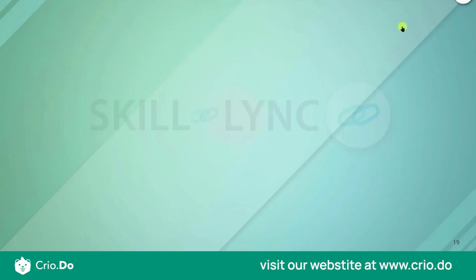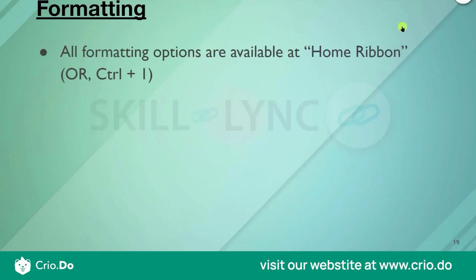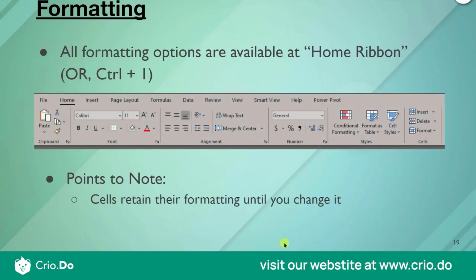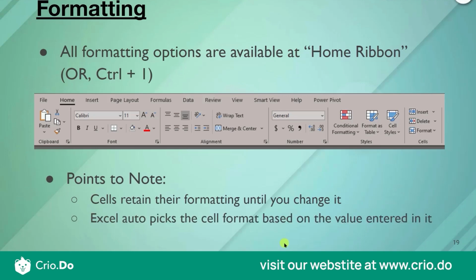Let's come to the formatting. So what is formatting? All the formatting options are available at the Home ribbon. So this is our Home ribbon. Some points need to be remembered: cells retain their formatting until you change it, and Excel auto picks the cell format based on the value entered in it.